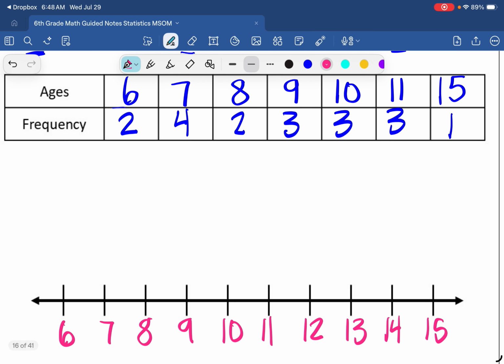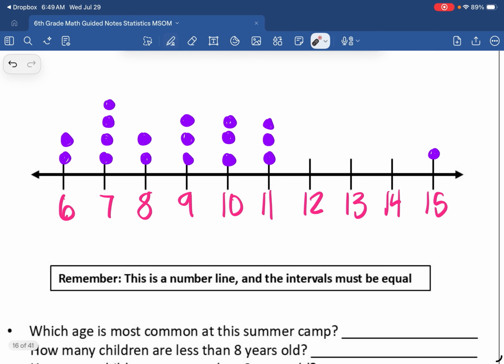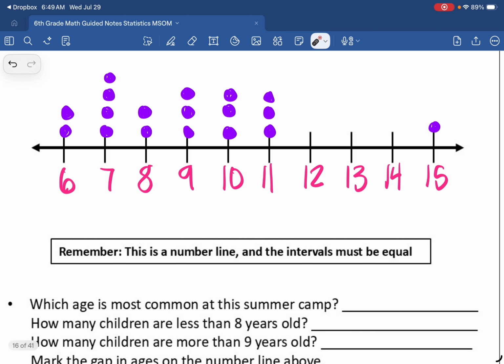Now I'm going to put dots on each of the numbers for their frequency. So for 6, there will be 2 dots. Now go through and complete your dot plot. There is my dot plot. Remember, this is a number line and the intervals must be equal. We talked about that previously. You can't go from like 11 to 15 without these numbers right here, even though they're not part of the data. Which age is most common at this summer camp?